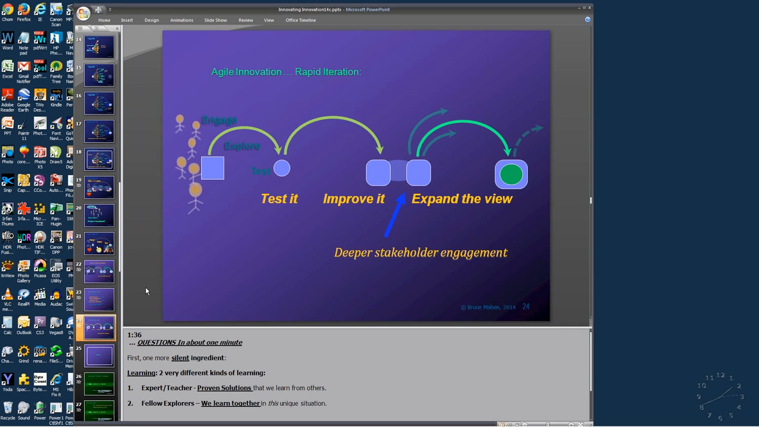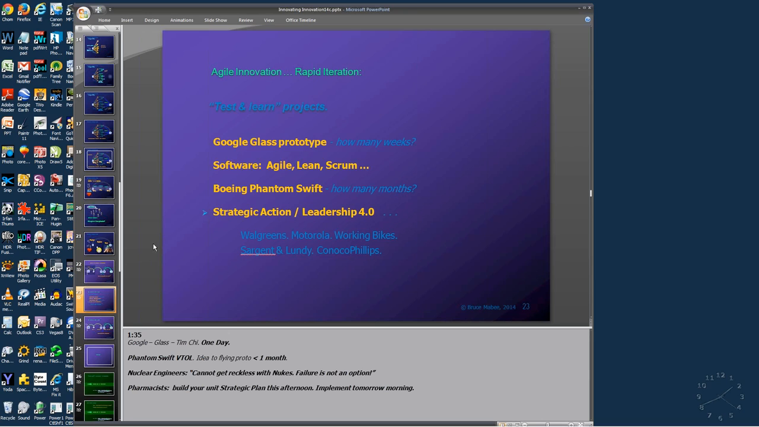Okay, cool. Could you do that? Yeah. Could you just repeat the examples? You said Google Glass was 1 day. What was the other one? Well, the example here of the Boeing Phantom Swift is 1 month.